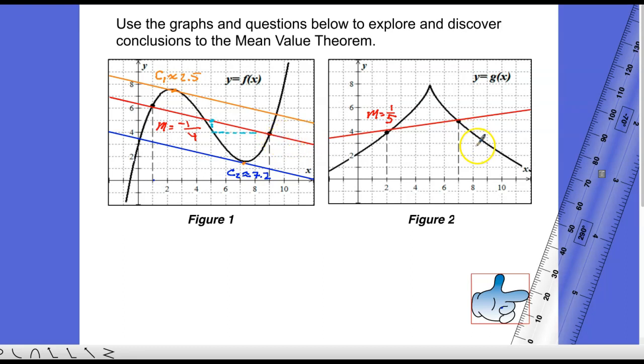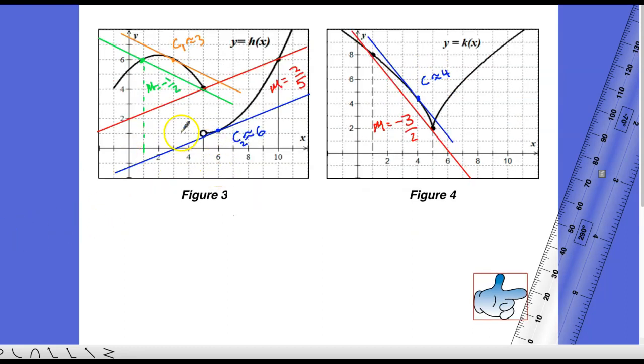Now, in figure 2, we ran into a problem because at the cusp, the function is not differentiable because the tangent line is a vertical line, meaning that the slope is undefined. Or, in other words, since the slope is equal to the derivative, that's a way of saying the derivative does not exist. Figure 3 is not continuous, so if it's not continuous, it absolutely cannot be differentiable on the interval.